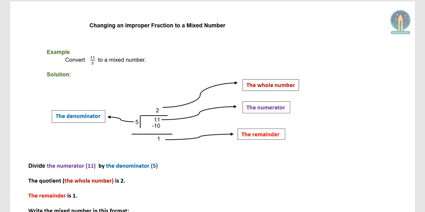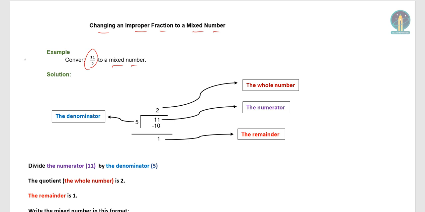In this concept, we're going to talk about changing an improper fraction to a mixed number. The purpose of this is essentially to simplify the improper fraction. This is one of the techniques of simplifying it, namely converting it to a mixed number. So here we have an example to convert 11/5 to a mixed number.